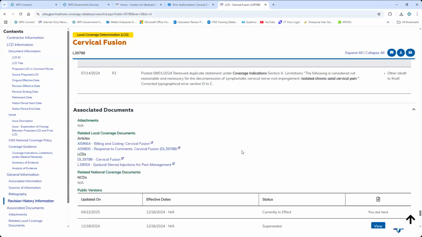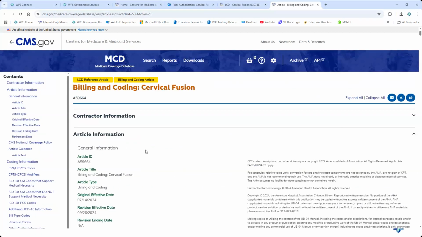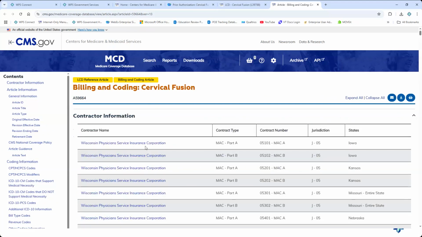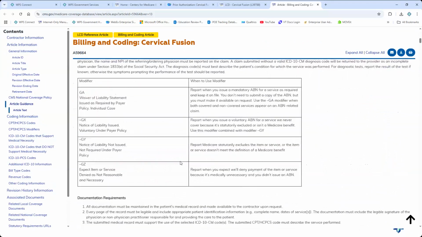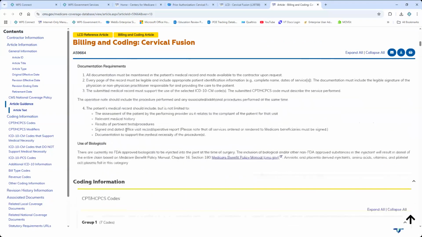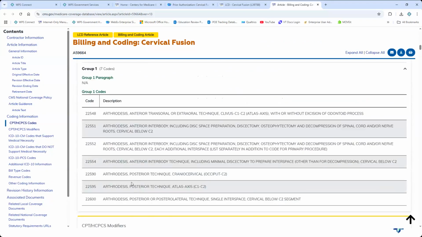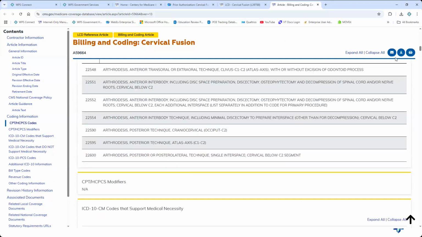I'm going to scroll all the way to the bottom of the page, and here is where you're going to find the local coverage article, A59664, which is the billing and coding companion article for cervical fusion. The LCD itself doesn't give you information about the codes, but the article does. Again, verify that you're still within WPS, because sometimes computers do crazy things. Here is where you're going to find modifier information, documentation requirements, and all your coding requirements.